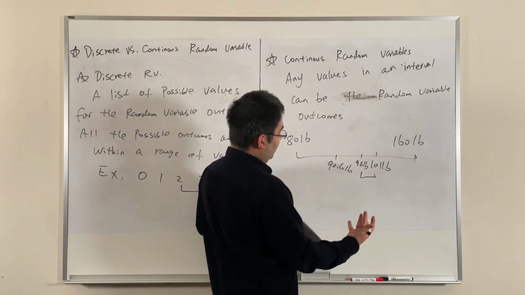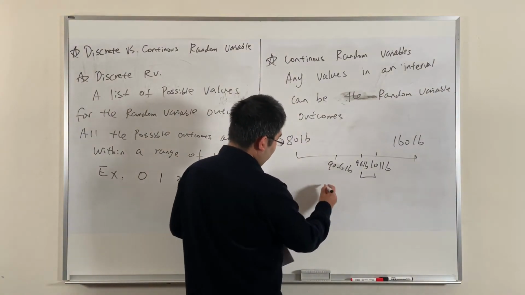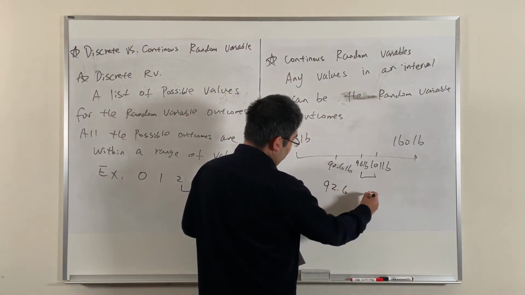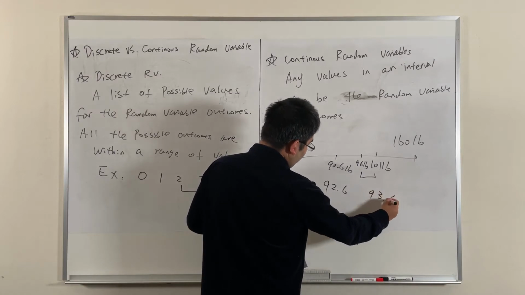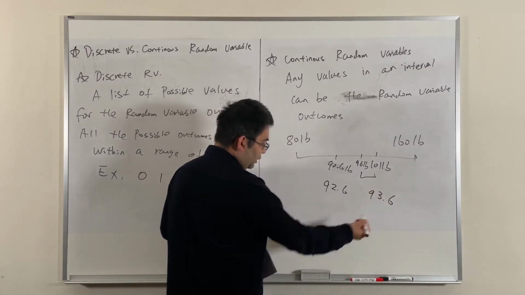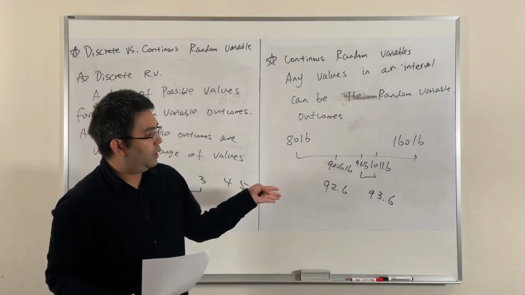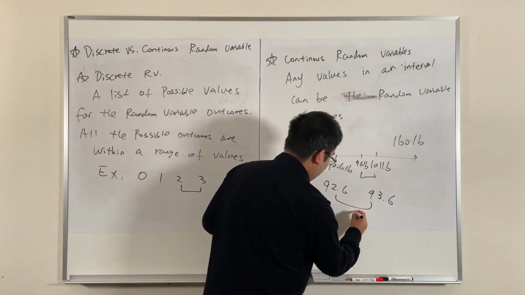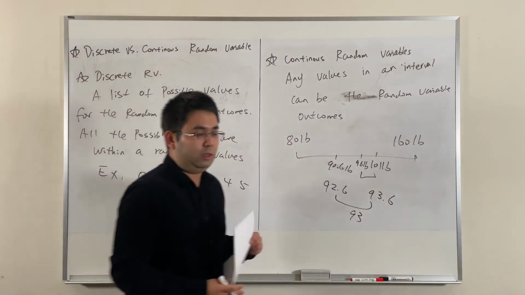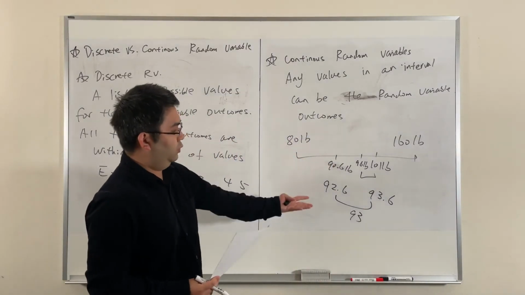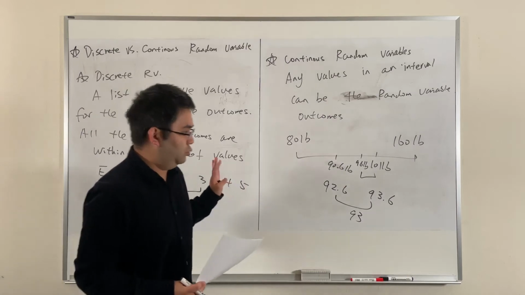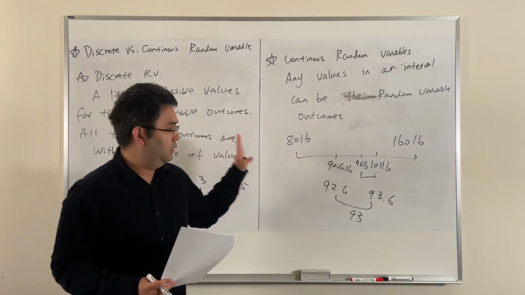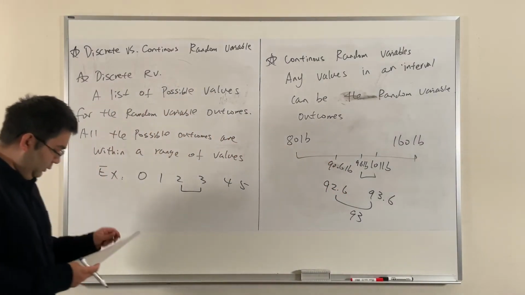Say in this case you have, let's imagine, 92.6 and 93.6. These two are possible outcomes. Can you have one in between them? Yeah, of course, right? It's possible, right? So in this case, you are looking at a continuous variable because you can create as many possible outcomes as you want. Okay.